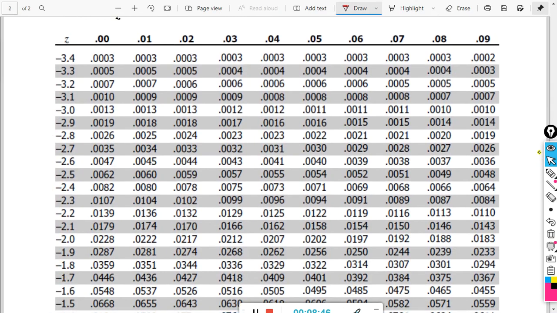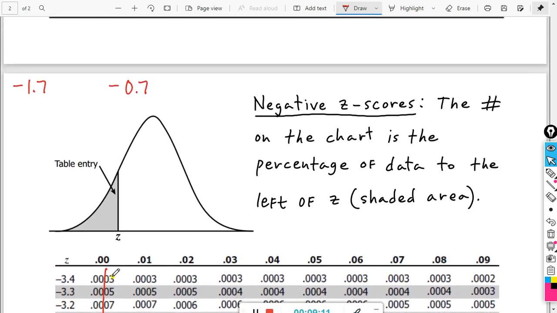Let's see. Negative 1.7 right here. Okay. This is negative 1.70 right here. Okay, we don't need to add any decimal places, so we're just on the 0. And you go down, and it meets right here. 0.0446.